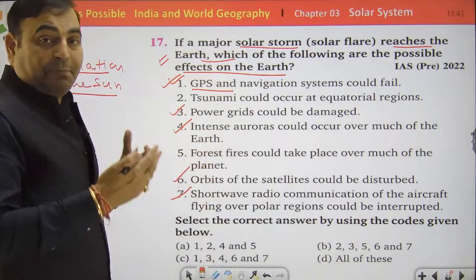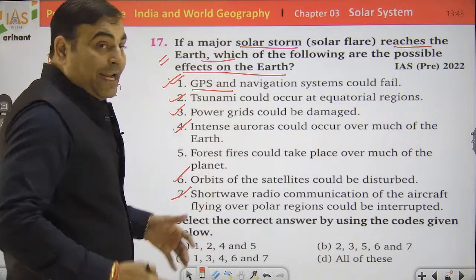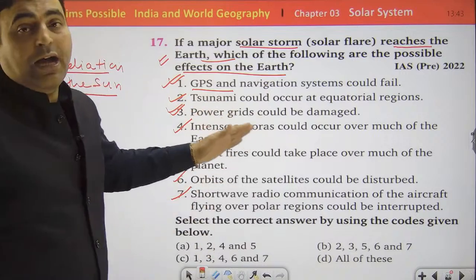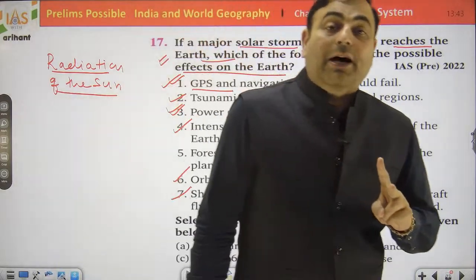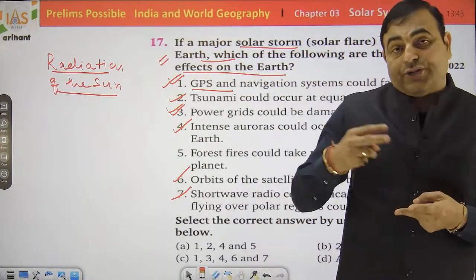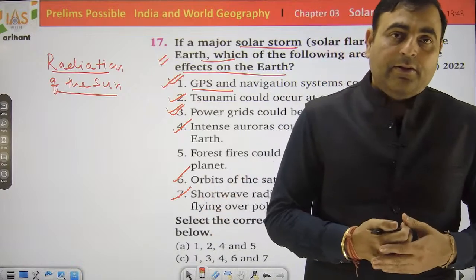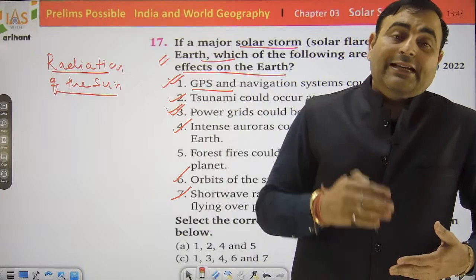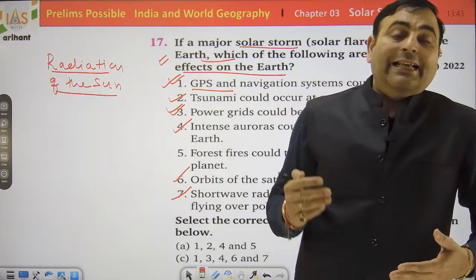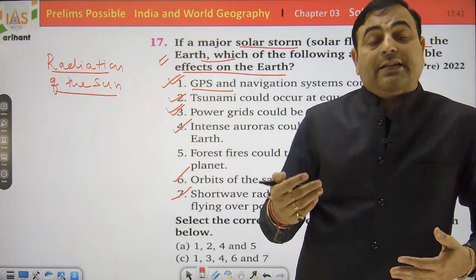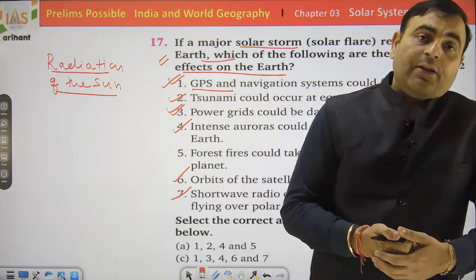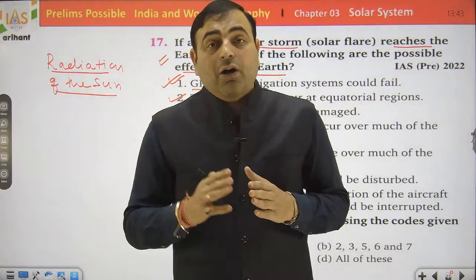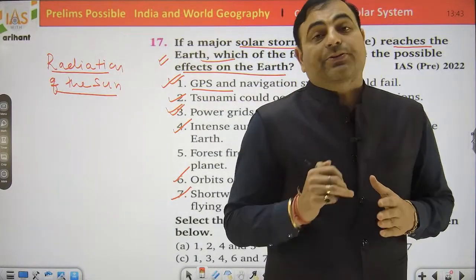Tsunami could occur because of plate tectonics, plate movements. Higher tides will occur. Power grids could be damaged. Intense auroras: there are two kinds of auroras, aurora australis and aurora borealis. Aurora australis is on the southern hemisphere, and aurora borealis is on the northern hemisphere. It is because of the solar flares, solar radiations, and solar storms.